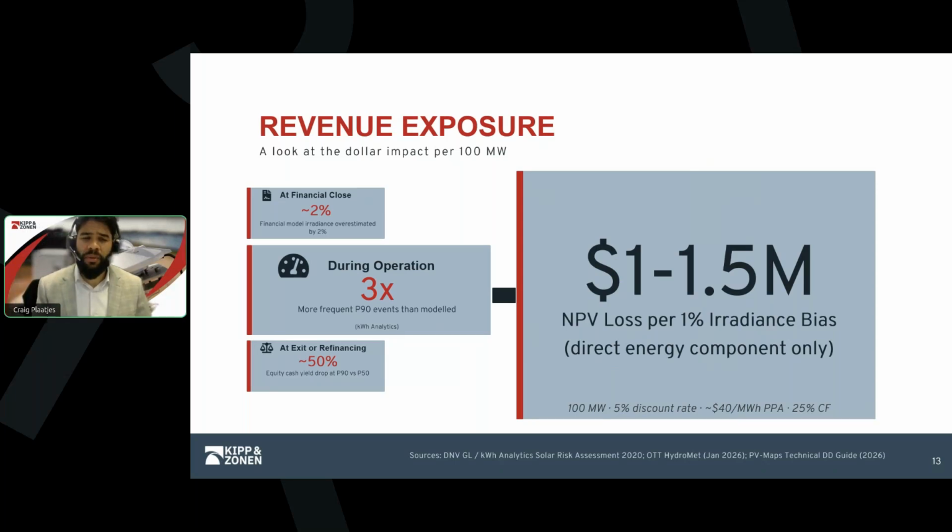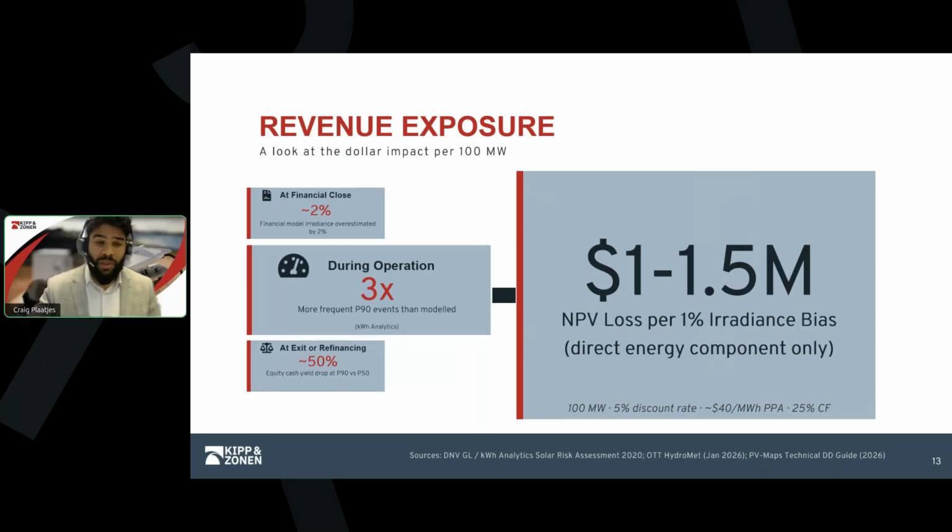So as we saw on the previous slide, the direct energy loss is only a part of the full exposure. Since debt service is fixed and doesn't adjust when revenue falls short, it is equity that absorbs all the variance below the debt service threshold. And so a 1% irradiance bias, if indeed meaningful, could see equity yields fall far greater than 1%. The financial structure amplifies the measurement error well beyond the raw energy loss. And this is what was being demonstrated by Kilowatt Hour Analytics in their report.